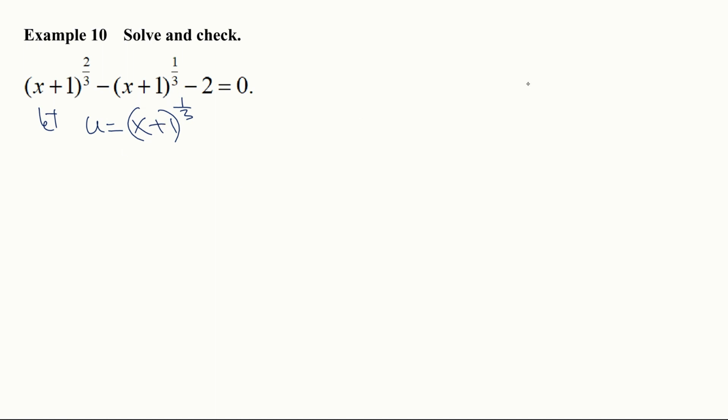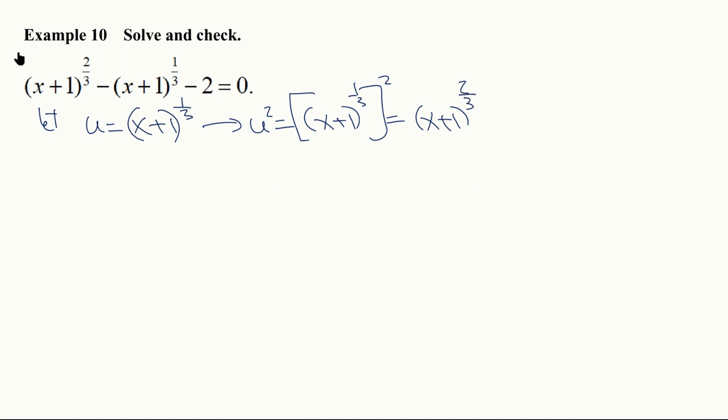Now remember that when u is that, this implies u squared is going to be quantity x plus 1 to the 1/3, and then the whole thing squared, which is basically quantity x plus 1 to the 2/3, right? So instead of the first term, we're going to write u squared, because if u is the quantity x plus 1 to the power 1/3, then u squared becomes quantity x plus 1 to the 2/3. So we have u squared minus, now this expression here is just what we call u, right? So minus u minus 2 equals 0, right?